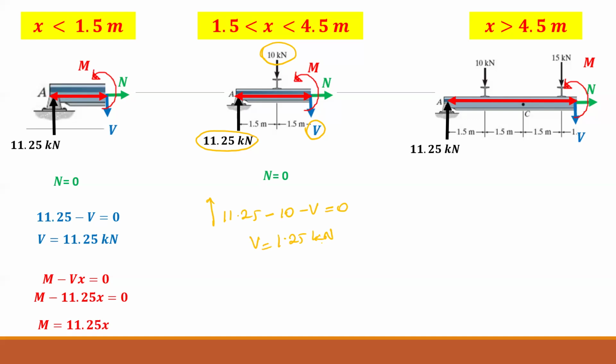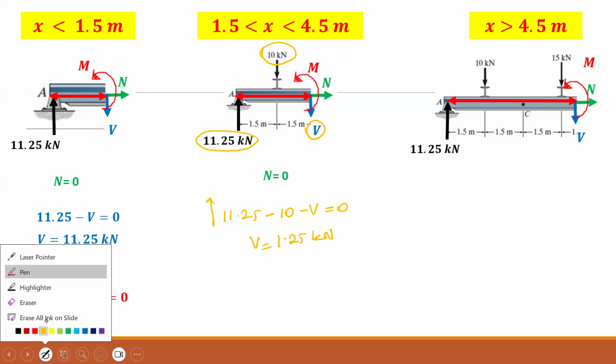So is that 1.25 down? 1.25 down, yes. Okay. So we always put the V down for the left hand side, and if it is positive, then that means it is down. Make sense? Okay. So then how about the moment?